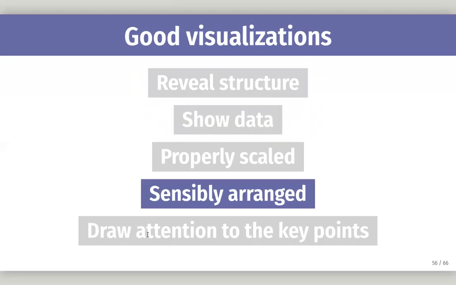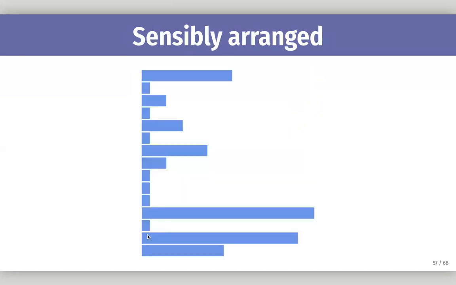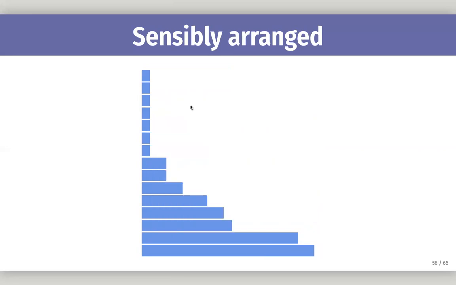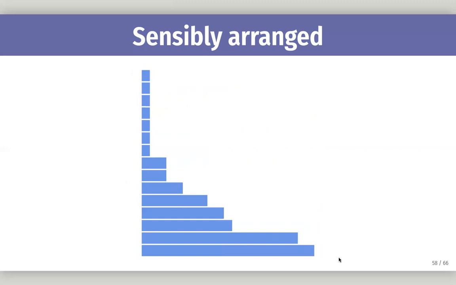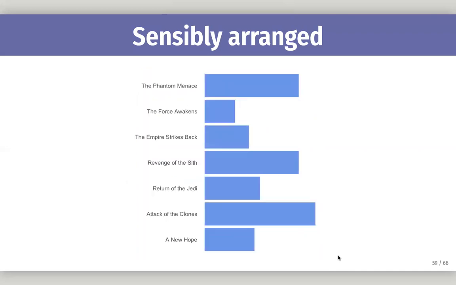Okay, so we have revealed our structure, we've shown our data, it's properly scaled. Now the last part, or the second to last part, is making sure it's sensibly arranged. So here's a bar plot where it's potentially not sensibly arranged. It's hard for a viewer to look at a bar plot like this and know what to get from it. And so in general, if the categories are not ordinal, it often makes sense to order them by frequency. That can help draw the viewer's attention to understand what you're trying to have them see. There are different cases though when order is implied.